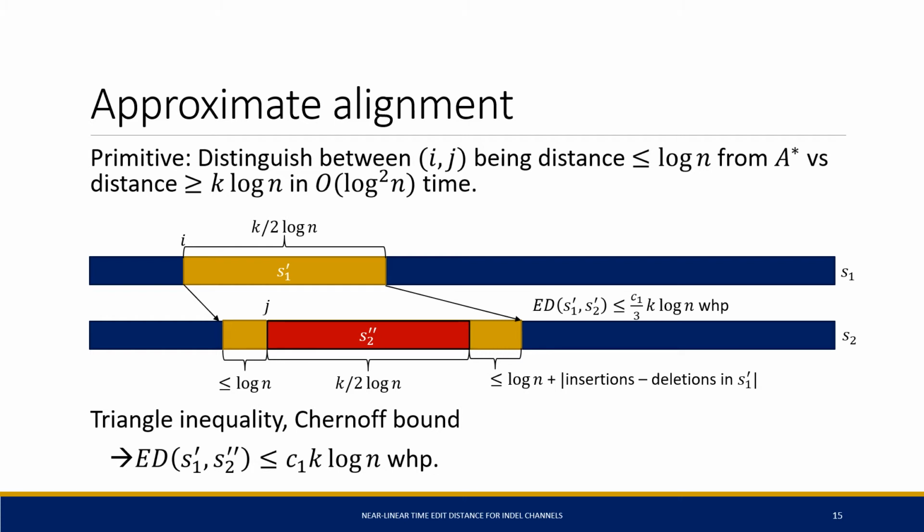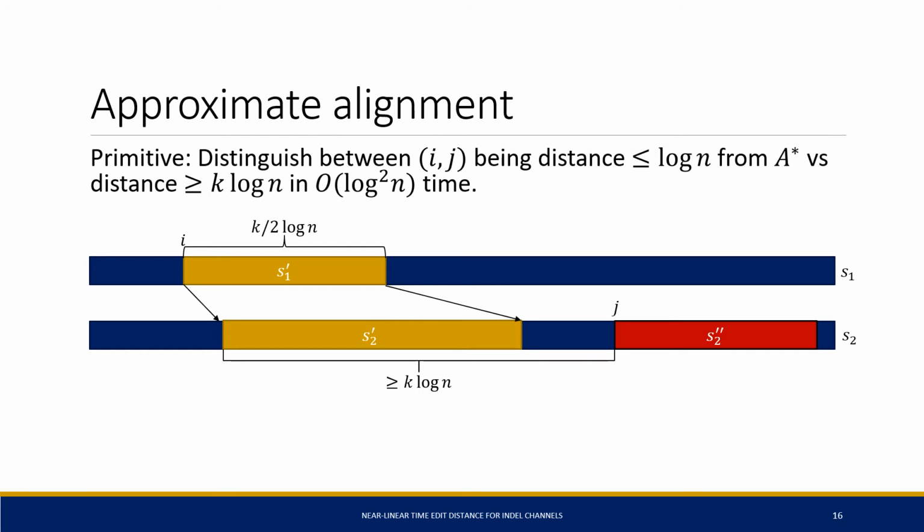Okay, so this says that if i and j are close to A star, then we can just compute the edit distance between the length k over 2 log n substrings starting at indices i and j, and we'll get a small edit distance. So now we just need to show that if i and j are far from A star, that the edit distance will be large. And the idea is basically, since j is at least k log n away from where it should be mapped to, then S1 prime and S2 double prime are going to be completely disjoint substrings in the sense that none of the characters in S1 after insertions and deletions is put into a position contained within S2 double prime.